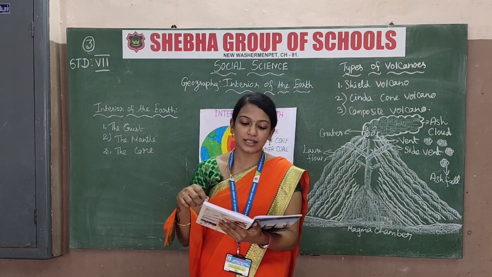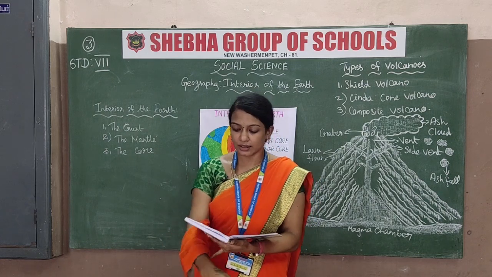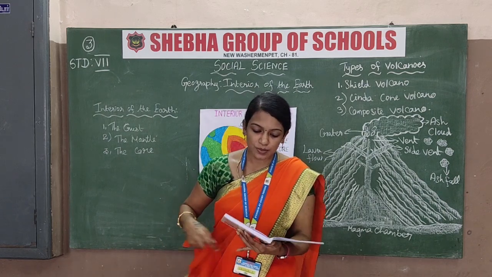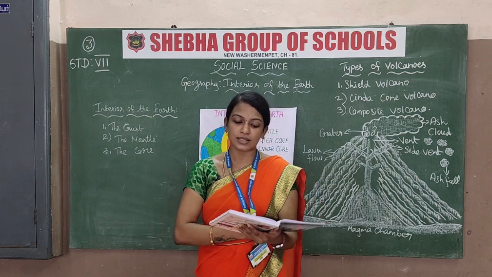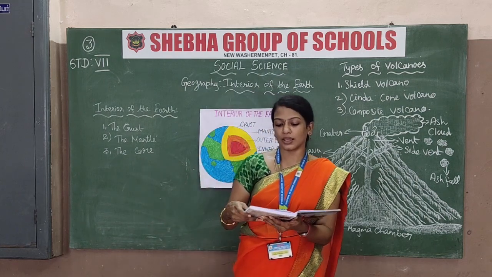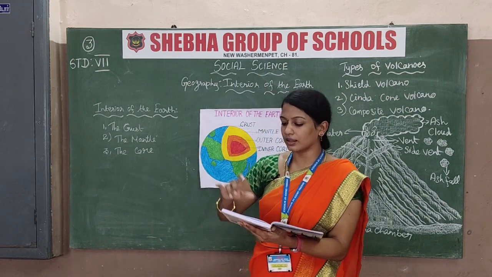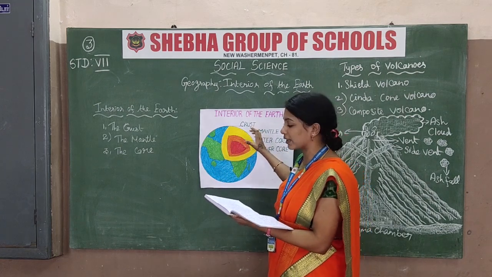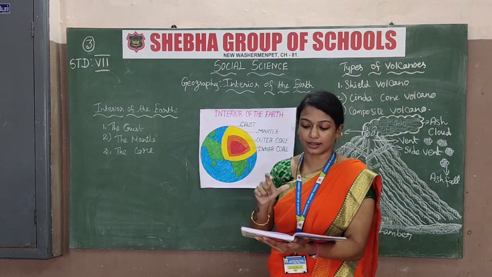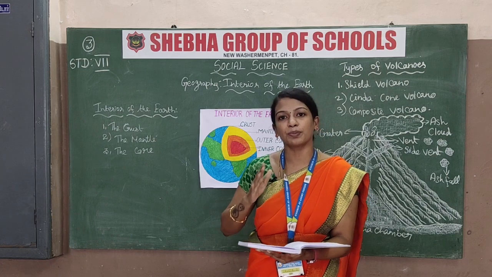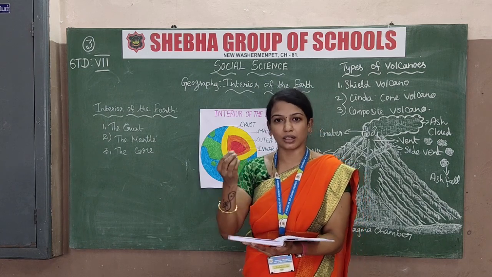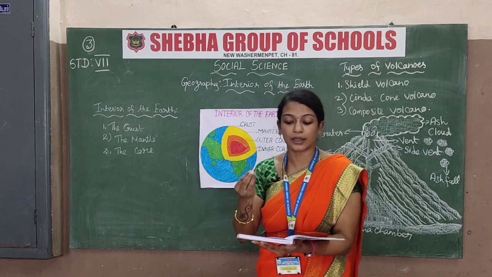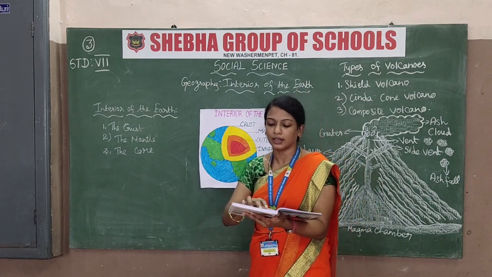Next we are going to see the earth's movement. In earth's movement, the lithosphere is broken into a number of plates known as lithosphere plates. Actually, the earth contains the lithosphere. It's broken into a number of plates. Those broken plates are what we call lithospheric plates.